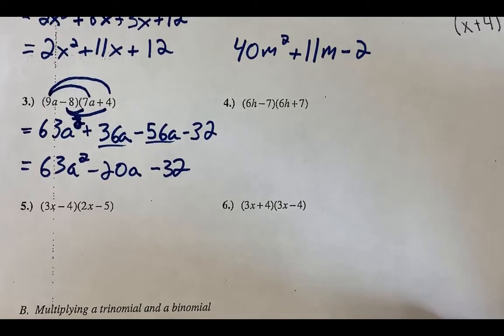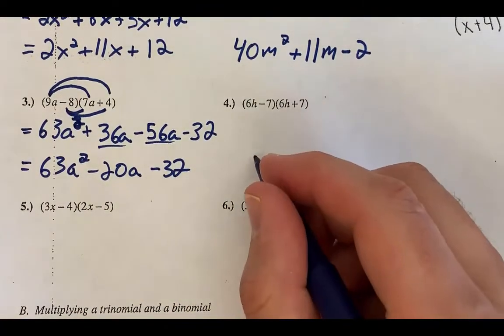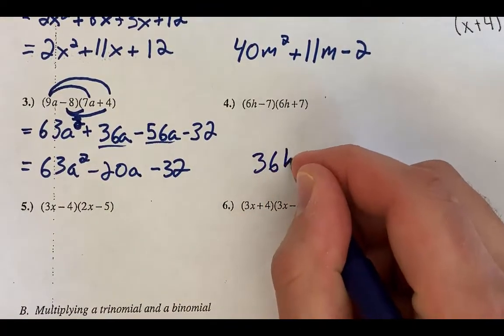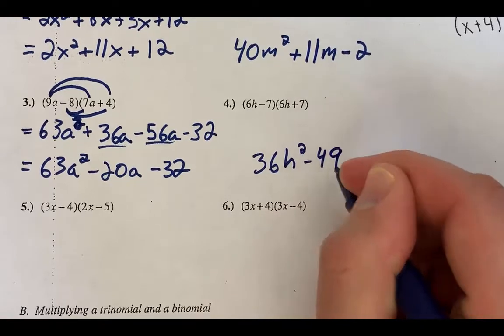Go ahead and give number 4 a try, and you should get to pause. Try it. Okay, now hopefully you paused and you tried it here. You should get 36h squared minus 49.